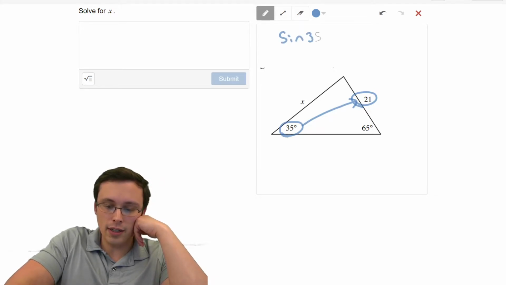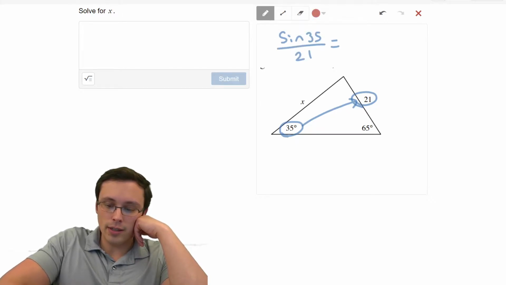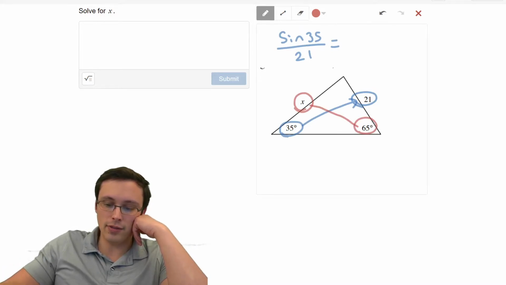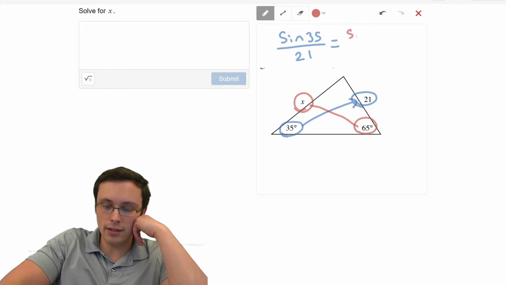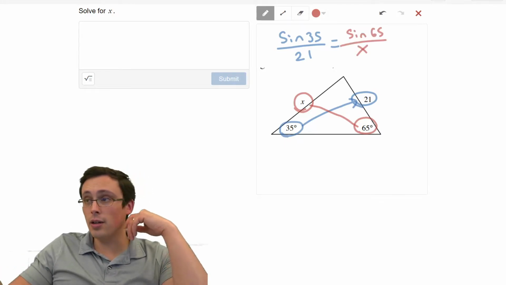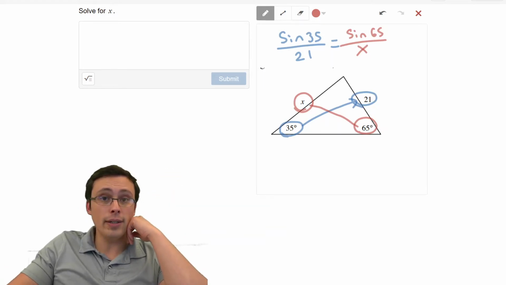We've got sine 35 over 21 is equal to, and now we can pair it up the other way. We've got our x, we need to make sure we're getting that in there. It's opposite from that angle, so we're going to do sine of angle 65 divided by x. Okay, that's what we've got. Now we need to solve this thing.